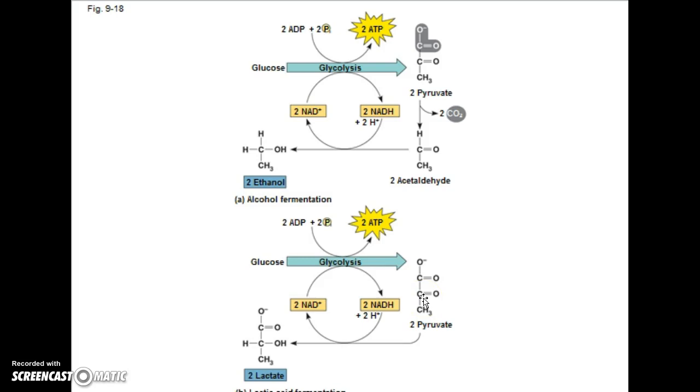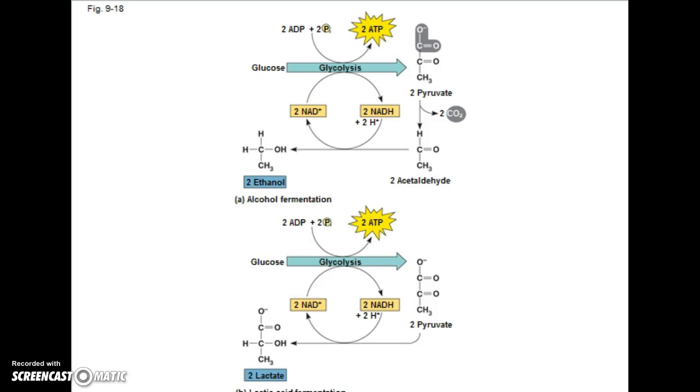Fermentation does not use the electron transport chain. There's no oxygen. So instead it uses substrate level phosphorylation, which we spoke about way at the beginning of this chapter. Substrate level phosphorylation is when ATP is made when an enzyme transfers a phosphate group from a substrate molecule to ADP. We see this occurring in the images above.